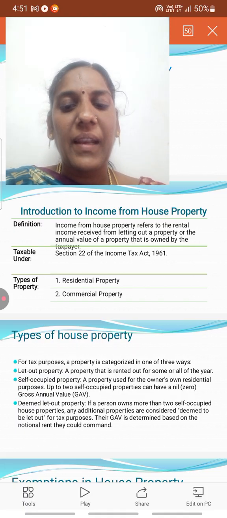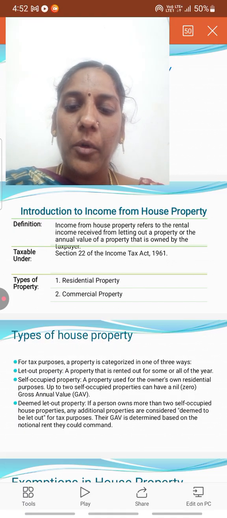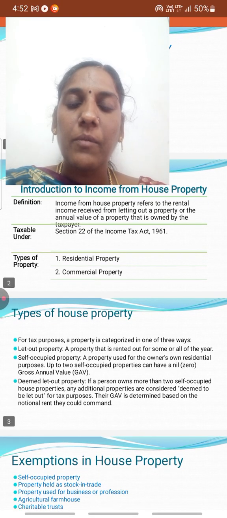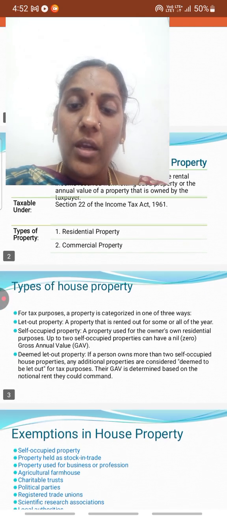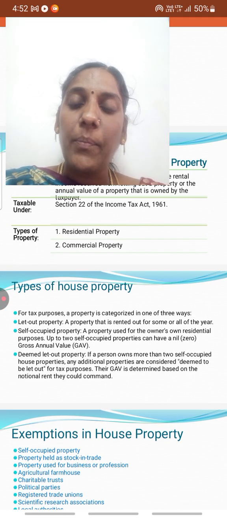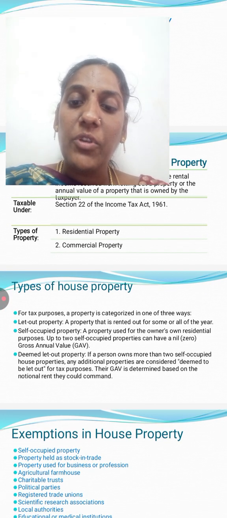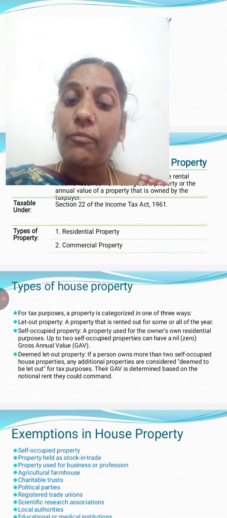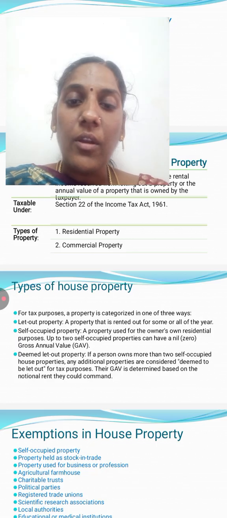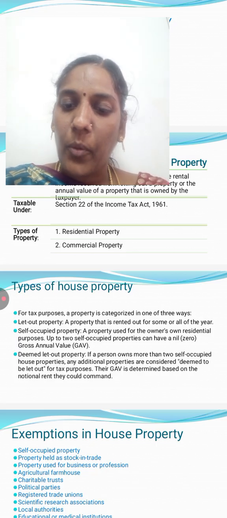Last one is deemed let out property. If a person owns more than two self-occupied house properties, the additional property is considered as deemed to be let out for tax purposes. Its GAV is determined on the basis of let out house property.